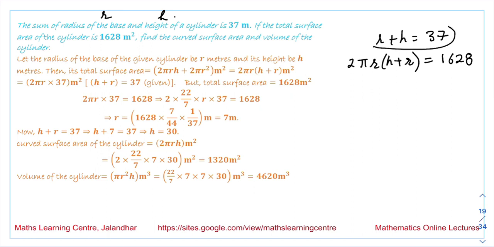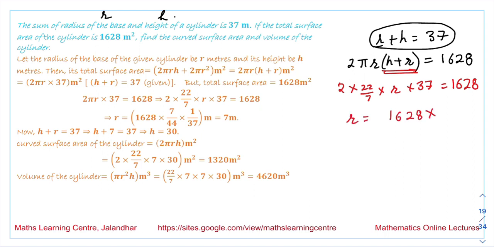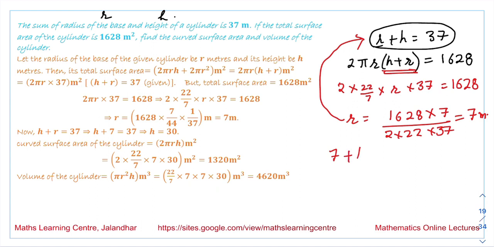So the value of r plus h is 37. If we substitute this value, we get 22 by 7 into r into 37 is equal to 1628. So the value of r is 1628 into 7 by 2 into 22 into 37. When you solve these values, you will get that the value of r is 7 meters. We substitute this value of r in the first equation, we get 7 plus h is equal to 37. So this gives us the value of h, which is 30 meters.